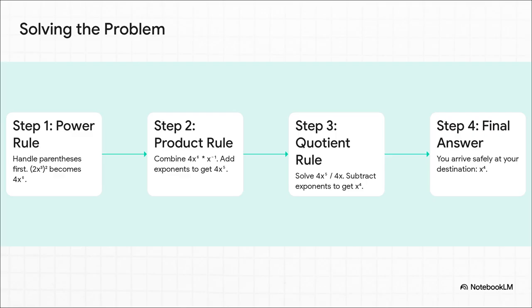On to step 3, we're looking at a fraction, which means quotient rule. Hey, the 4's cancel out, nice. For the x's, we just subtract the exponents. 5 minus, well, that's a 1 down there, so 5 minus 1 is 4. And just like that, step 4. We've arrived at our destination, x to the 4th. See? No traffic jam at all. Just a smooth, logical drive.